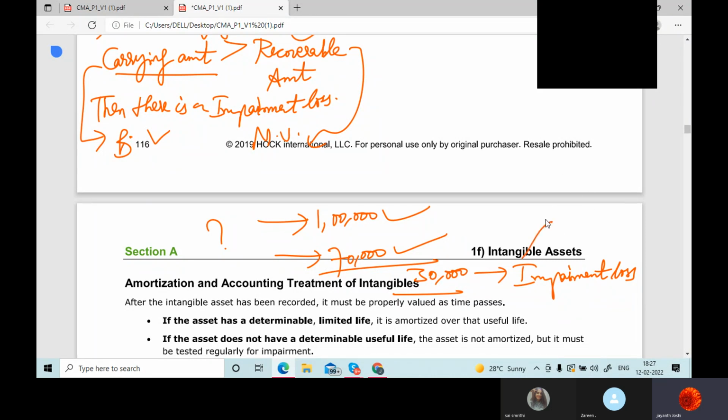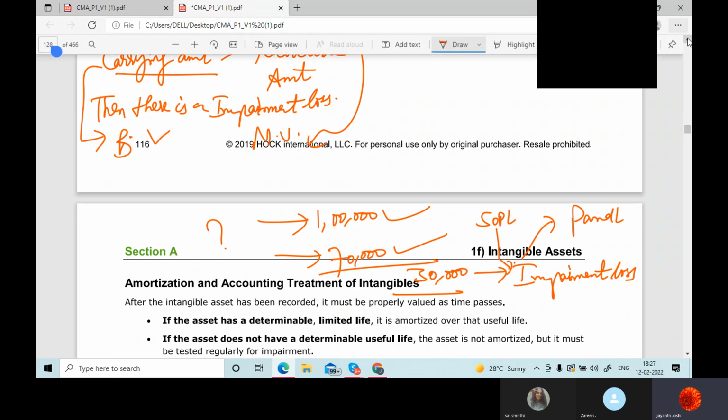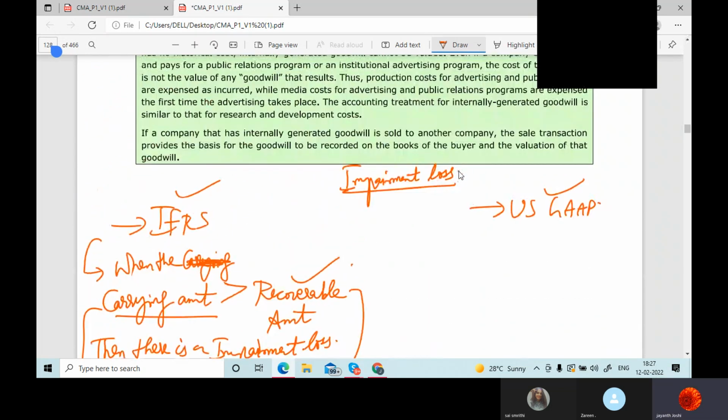You are showing a higher value in the books, but in actuality the value is 70,000. So there is an impairment loss of 30,000, correct? And this impairment loss should be shown in the P&L account or in the statement of profit or loss as an expense.